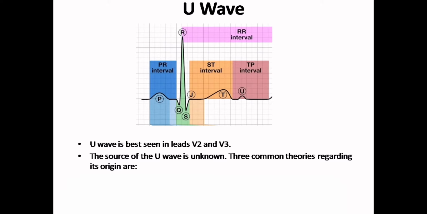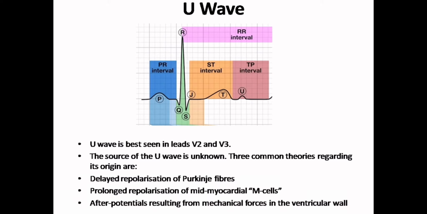According to the theories, the sources may be delayed repolarization of the Purkinje fibers, or prolonged repolarization of the mid-myocardial M cells, or the muscle cells, and after-potentials resulting from mechanical forces in the ventricular wall are the cause of the U wave.